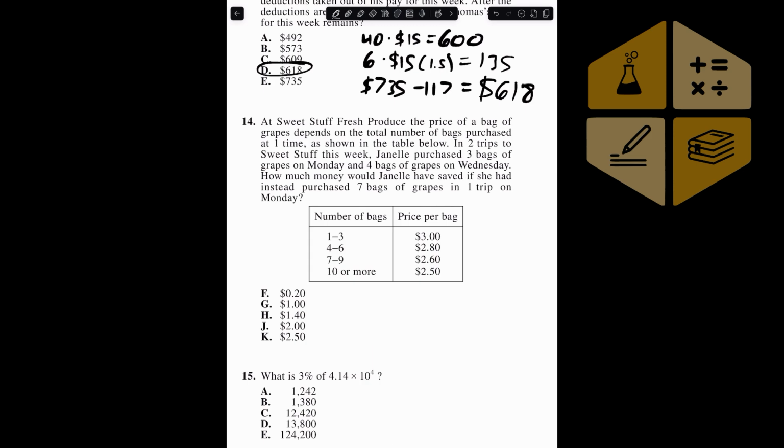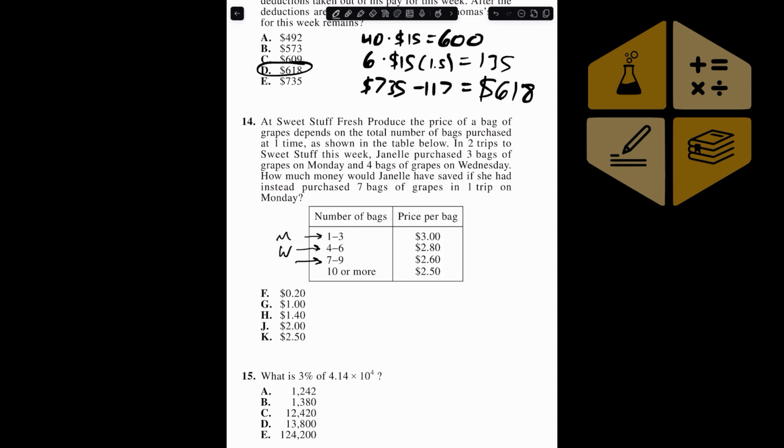Okay, number 14. At Sweet Stuff Fresh Produce, the price of a bag of grapes depends on the total number of bags purchased at one time, as shown in the table below. In 2 trips to the Sweet Stuff this week, Janelle purchased 3 bags of grapes on Monday and 4 bags of grapes on Wednesday. So looking at this chart down here, I already see that she purchased 3 bags on Monday, and then this one is going to be her 4 bags that she purchased on a Wednesday. How much money would Janelle have saved if she had instead purchased 7 bags of grapes?